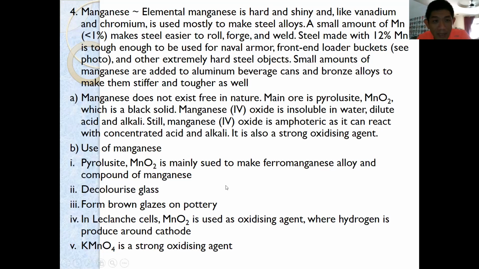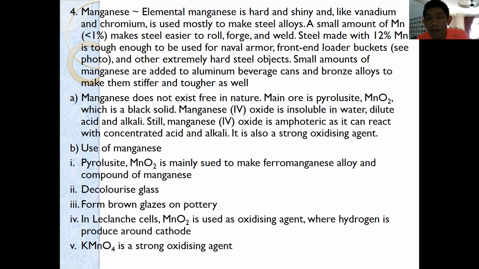And last but not least, manganese. So elemental manganese is hard and shiny like vanadium and chromium. It is used to make steel alloy. A small amount of manganese makes steel easier to roll, forge, and weld. Steel made with 12% manganese is tough enough to use for naval armor.